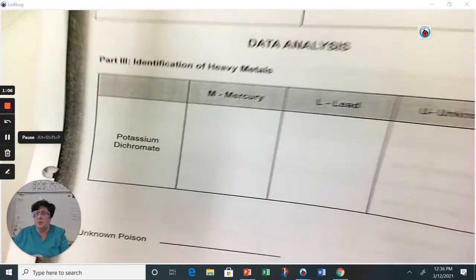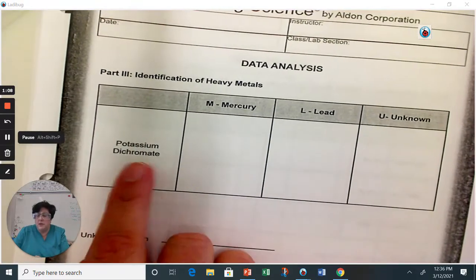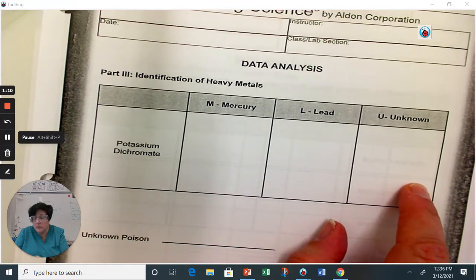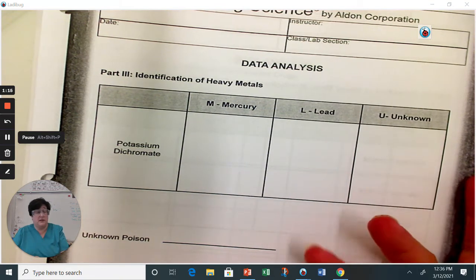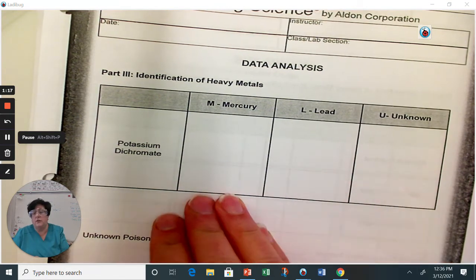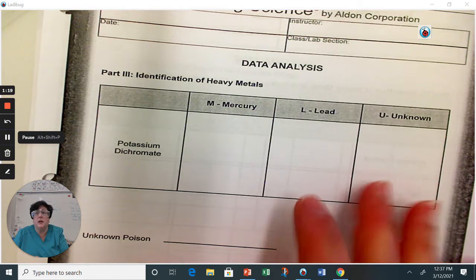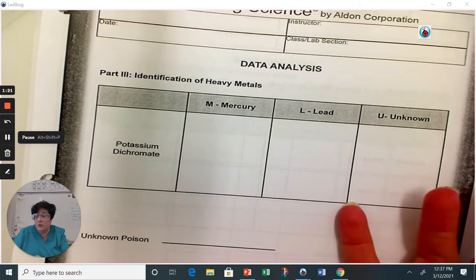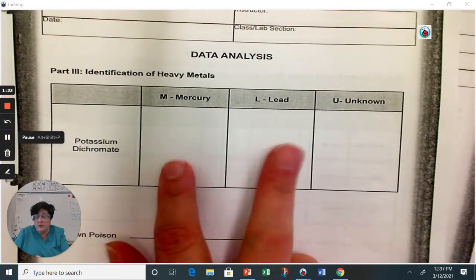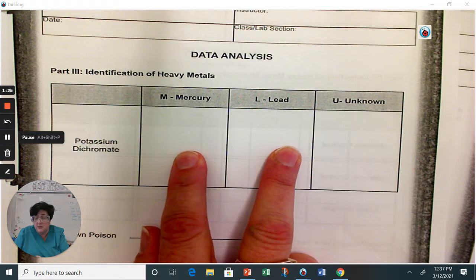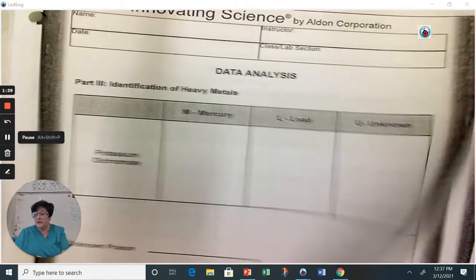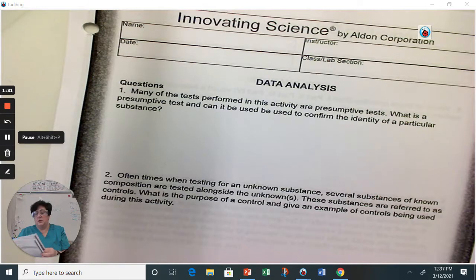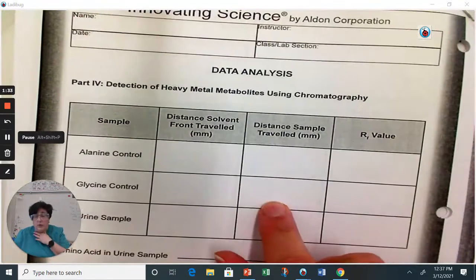We'll use 2 specific reagents that'll give you test results, and we talk about presumptive tests. We will also then, in that same part 2, test for heavy metals, and those are other types of colorimetric or precipitation tests that tell you whether or not you have a heavy metal in whatever sample that you have. There will be an unknown, and you have to identify which heavy metal it is, and that's where this unknown poison is. And then lastly, we will do chromatography.